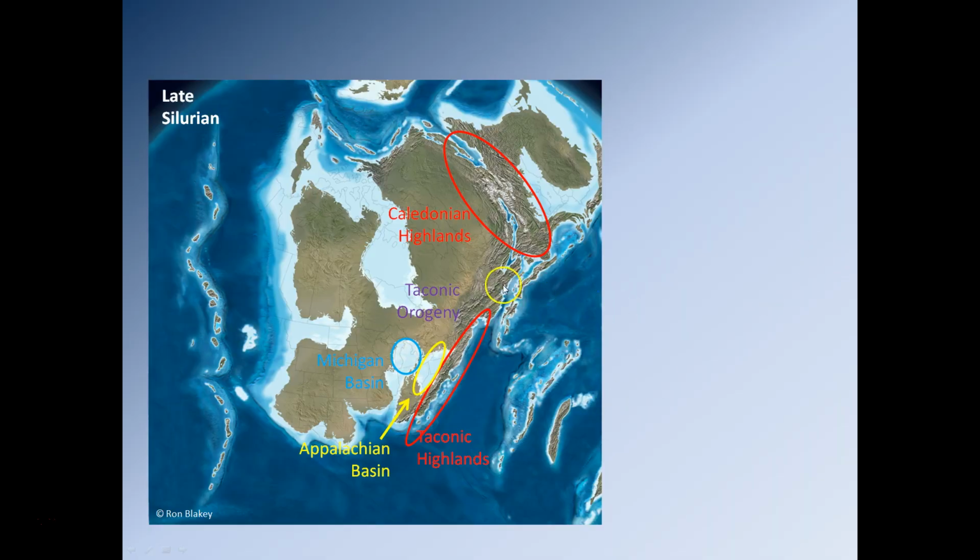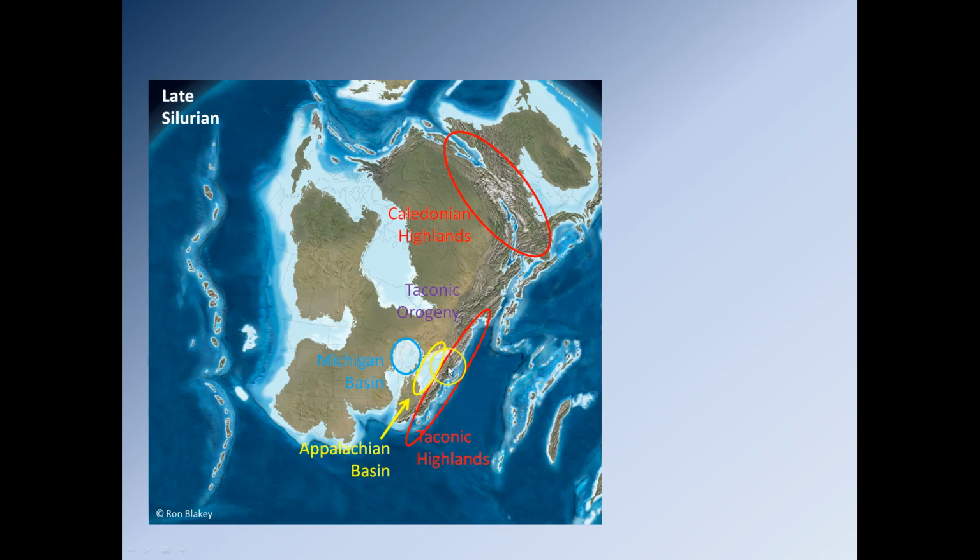So here we go. This is our situation. This is the late Silurian. We have the Tectonic highlands here. We have the Caledonian highlands up here, where Baltica is hitting Laurentia. We have the Appalachian Basin here, directly behind the Tectonic highlands, and we have the Michigan Basin right here.